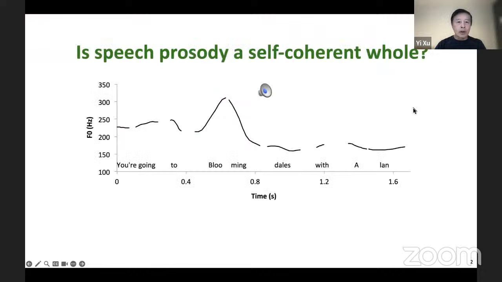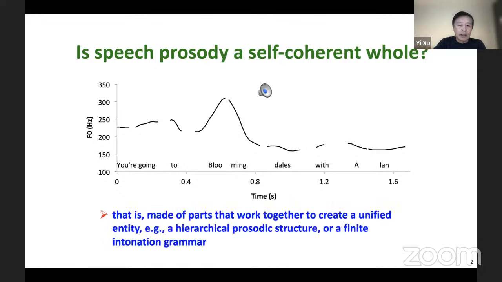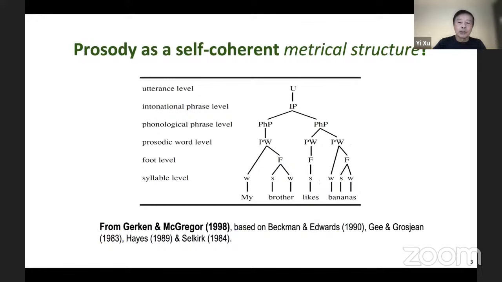So the central question of this lecture is: is speech prosody a self-coherent whole? That is, is it made of parts that work together to create a unified entity, for example, a hierarchical prosodic structure or a finite intonation grammar, like this one shown here, as summarized by Gerken and McGregor in 1998. This is a neatly put together structure from utterance level, intonational phrase level, phonological phrase level, prosodic word level, foot level, syllable level. And this is for the metrical structure.